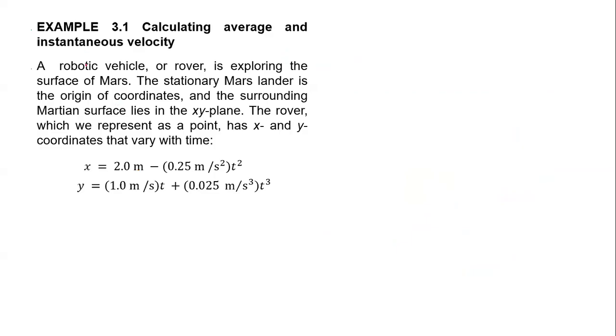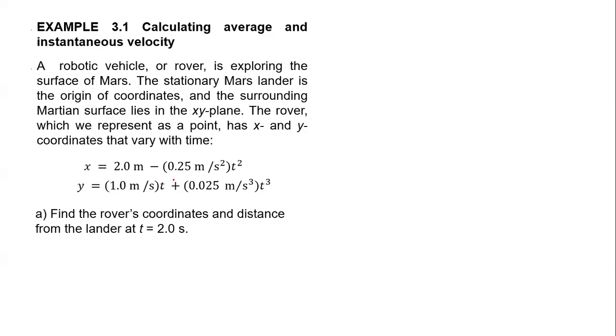So say for example, in example 3.1, we are calculating the average and instantaneous velocity. There is a robotic vehicle or a rover exploring the surface of Mars. The stationary Mars lander is the origin of coordinates and the surrounding Martian surface lies on the XY plane. The rover, which we represent as a point, has X and Y coordinates that vary with time. So this is the equation.